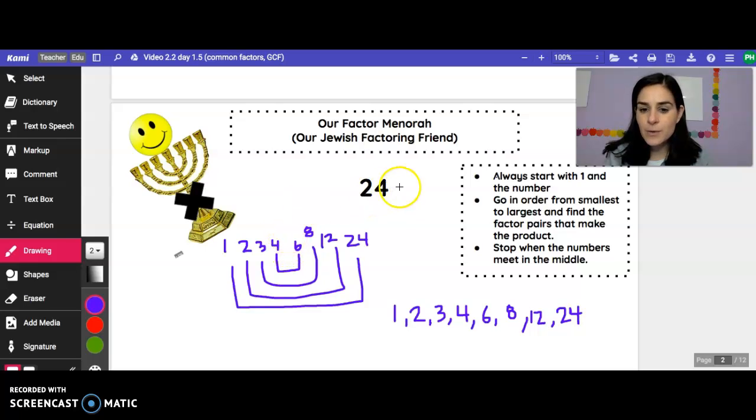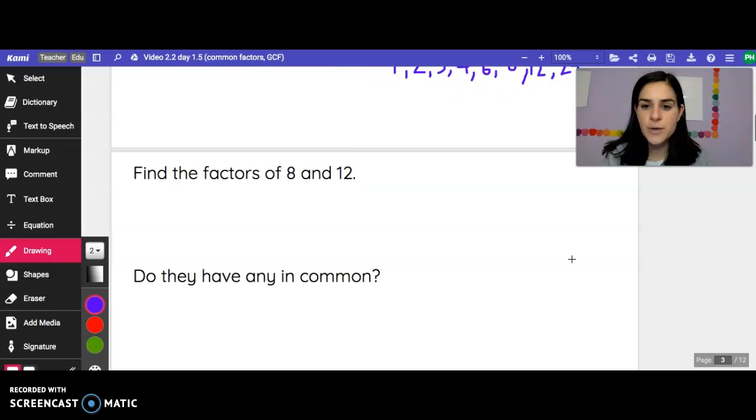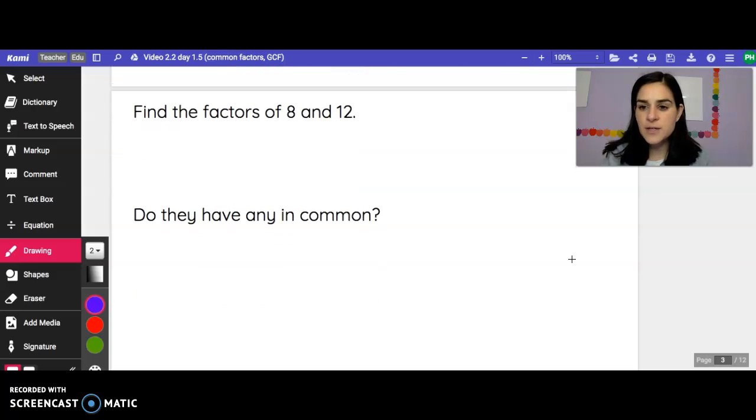And one thing I want to remind you is when you list the factors, it's really helpful if you can list them in order, just like they're in order here, because it helps you stay organized. When you start getting them out of order, you get kind of lost figuring out if you have them all. So what I want you to do right now is pause the video and find the factors of 8, and then find the factors of 12. Okay, so pause the video and come back when you've made your factor menorah for 8 and 12.